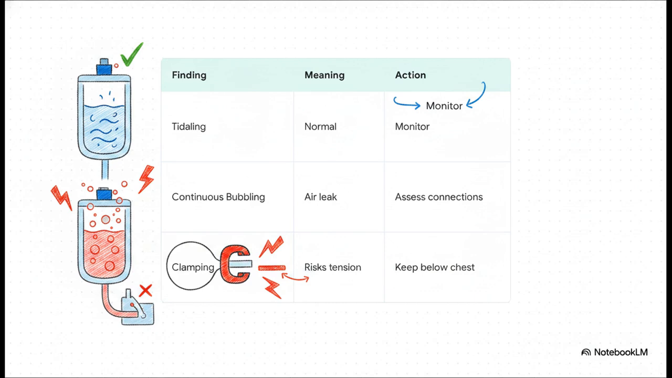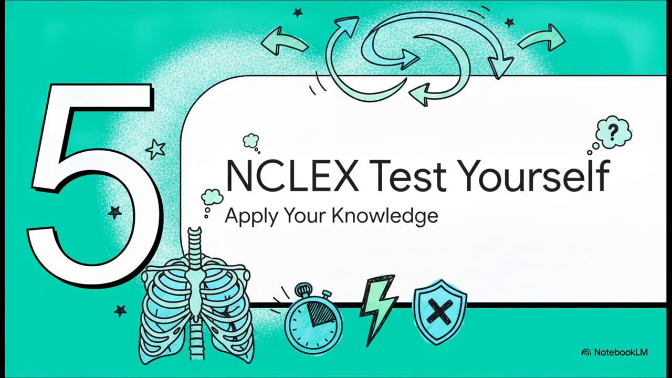Finally, the golden rule: never ever clamp the tube routinely. Clamping traps air and directly causes the exact tension pneumothorax we just worked so hard to decompress. Always keep the drainage system upright and strictly below chest level. Time to lock this in. Section 5, NCLEX test yourself.